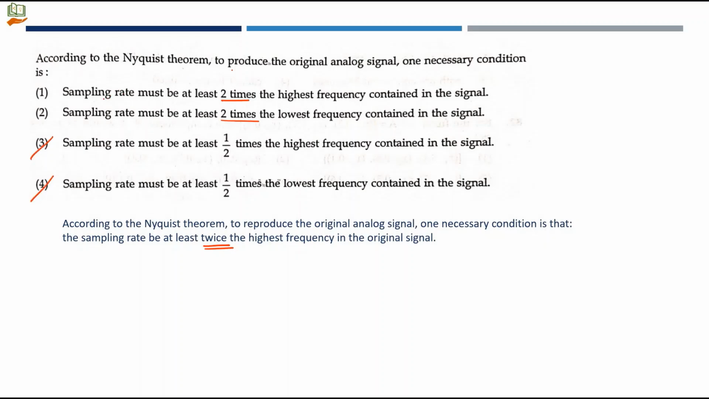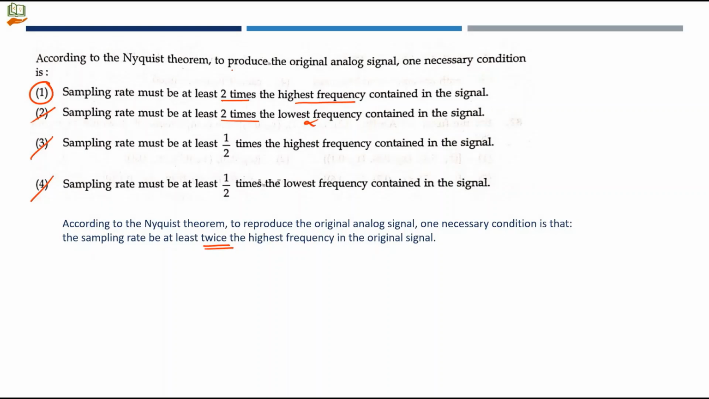Now read the statements. Sampling rate must be at least 2 times the highest frequency contained in the signal is perfectly matching. Option number 1 will be the right answer. What about option 2? Sampling rate must be at least 2 times the lowest frequency is actually wrong. That's why we are ruling out option 2 also.